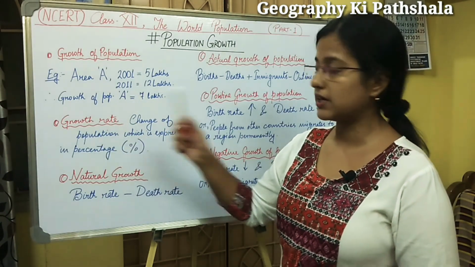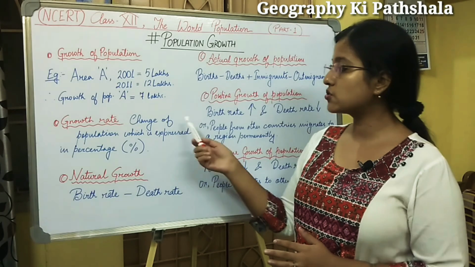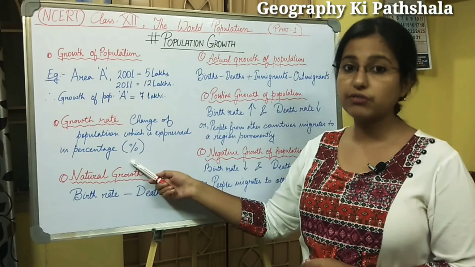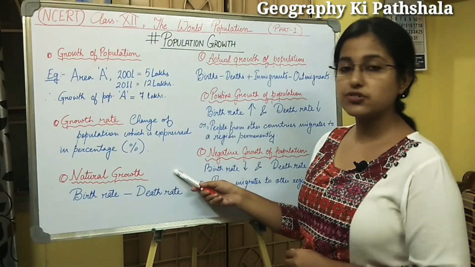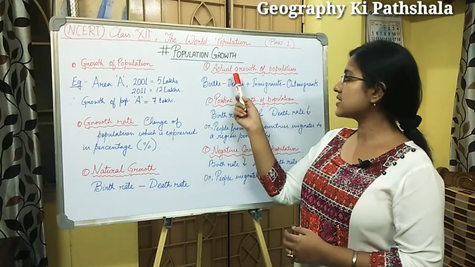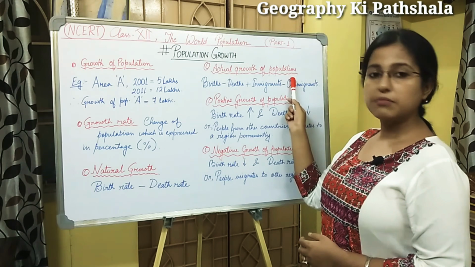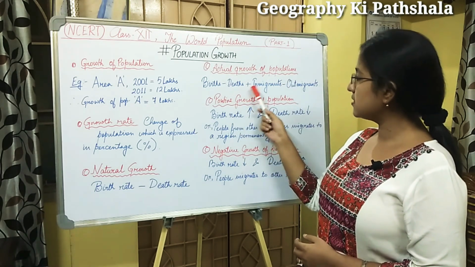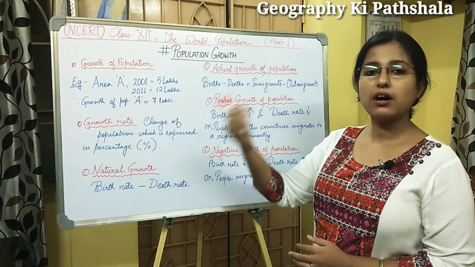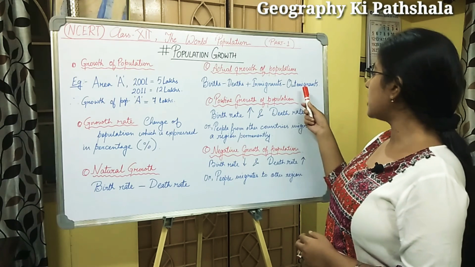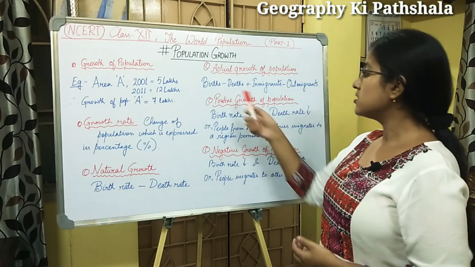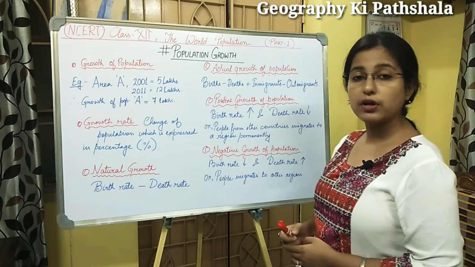Next comes growth rate. Growth rate means when we show this change of population in percentage, that is called growth rate. Next comes natural growth. Natural growth means birth rate minus death rate. Next, actual growth of population means births minus deaths plus immigrants, the people who are coming to a region from another region, minus out-migrants, the people who are going from a region to another region. This way we calculate the actual growth of population.